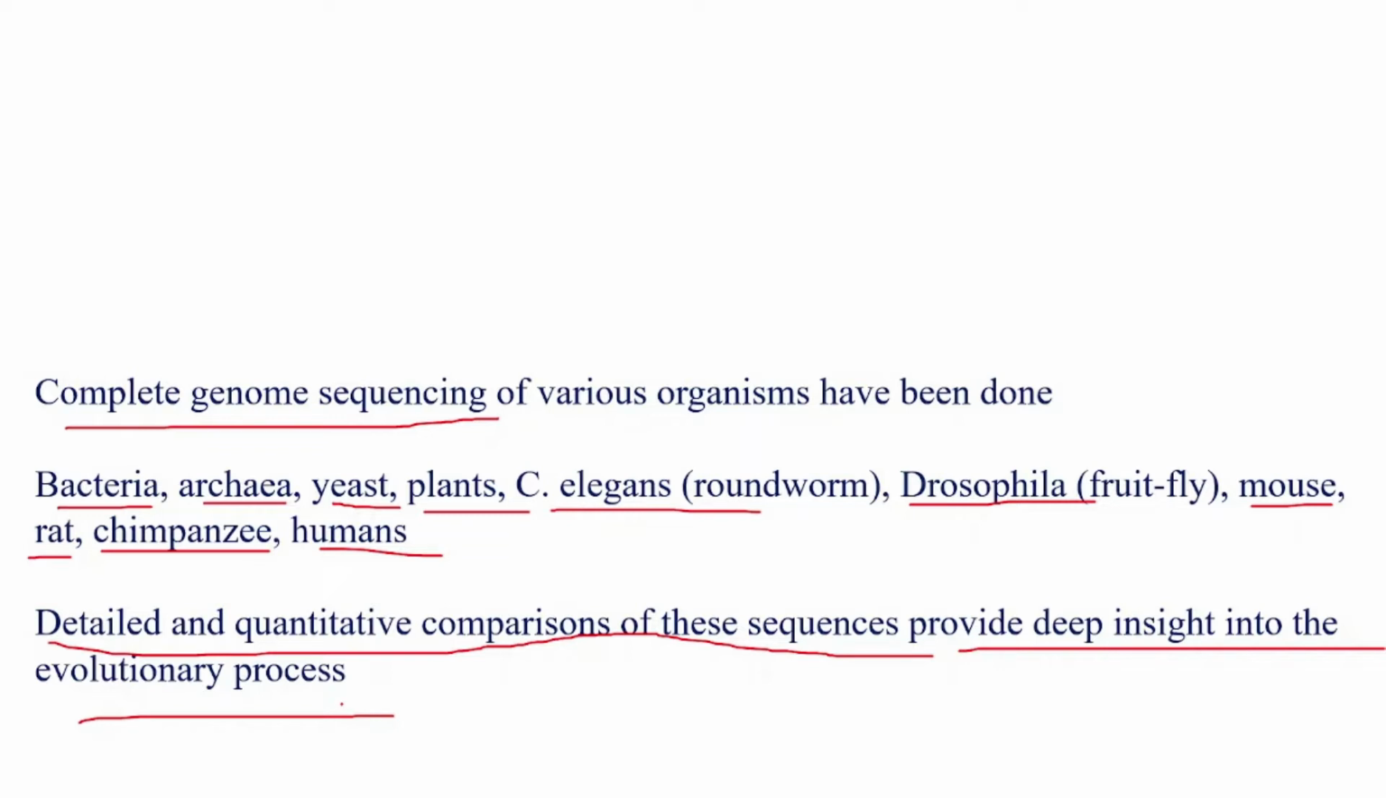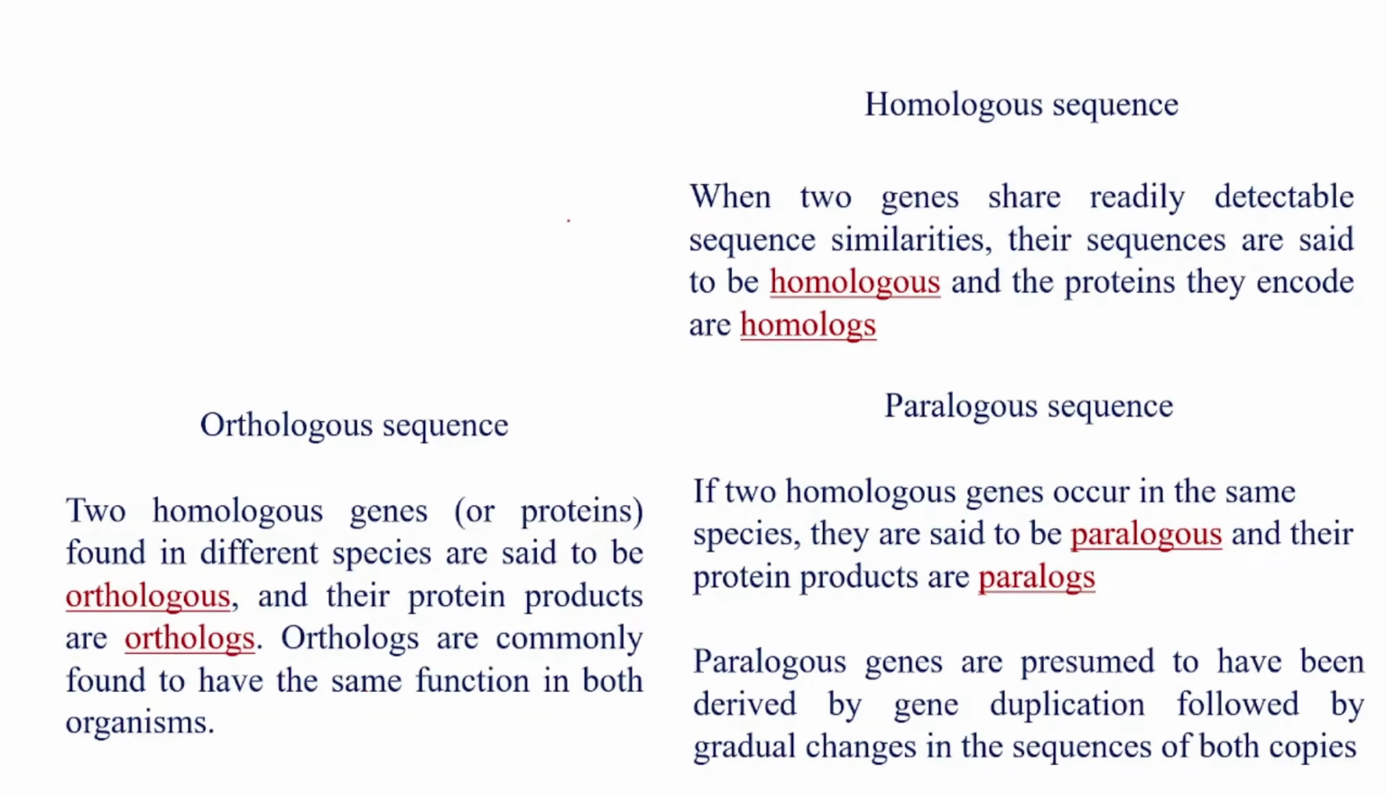Now we know the complete sequence of the genomes of different organisms. By detailed and quantitative comparisons of these sequences, we can know about the evolutionary process that these organisms have gone through. First of all, we should know about the different kinds of sequences that are there. We have mainly three kinds of sequences. One is homologous sequence, the other is paralogous sequence, and the third one is orthologous sequence.